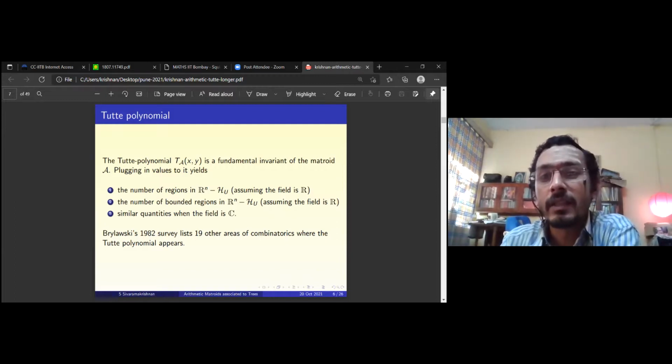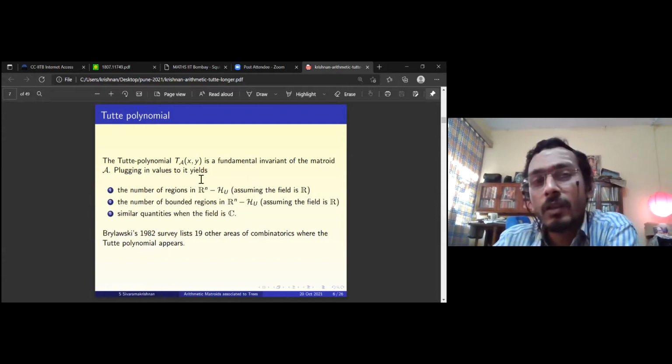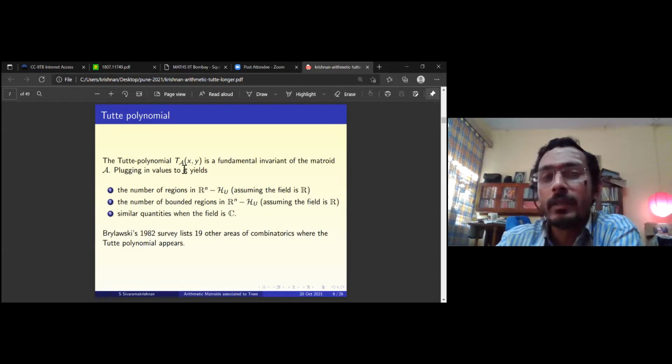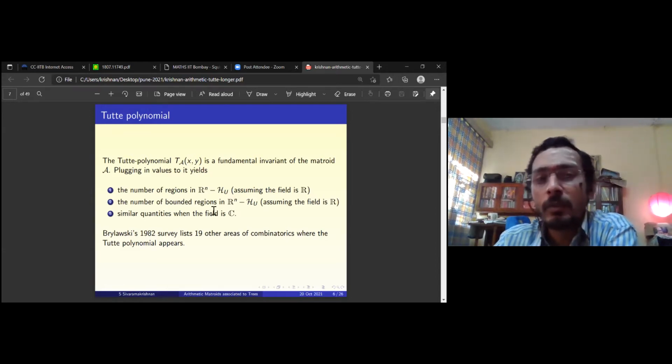So if the field is the real numbers, then you can get these enumerative quantities just by plugging in values for x and y in the Tutte polynomial T_A(x,y). And for similar quantities, when the field is C, it gets a little more complex. We'll do that.